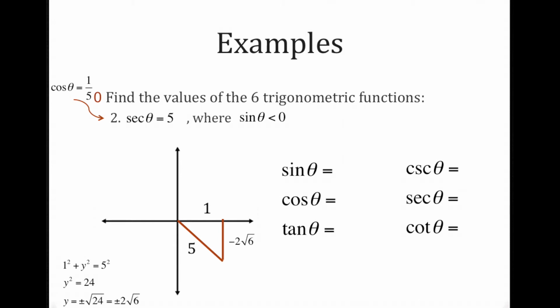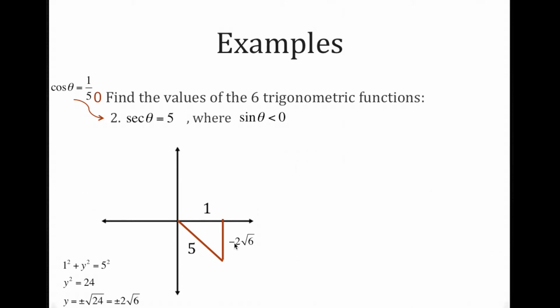Again, with my sine functions, cosines, and so on. Again, I mapped sine to cosecant. I mapped cosine to secant. I mapped tangent to cotangent. Just so when I see this, again, opposite over hypotenuse. Again, y over r. Either way I think of it. Y, negative 2 radical 6 over r, 5.